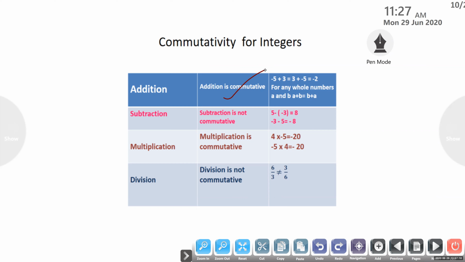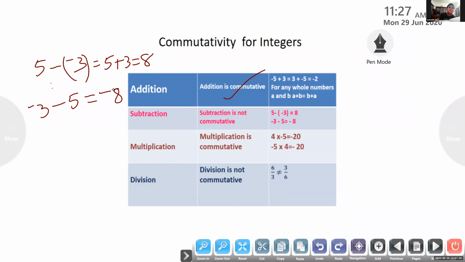Okay. Now subtraction. 5 minus negative 3. Negative becomes positive, so 5 plus 3 equal to 8. Now negative 3 minus 5 is negative 8. They are not equal. So subtraction is not commutative.